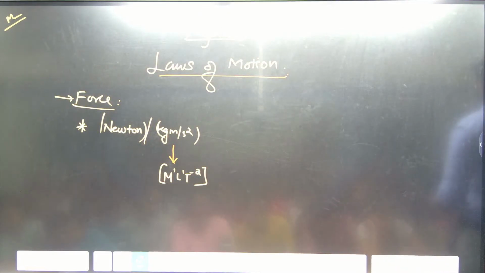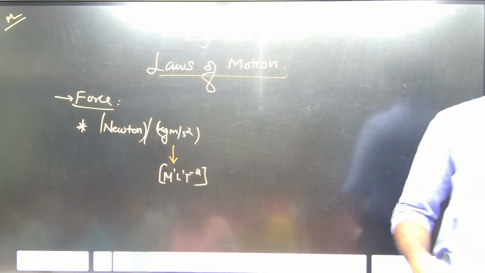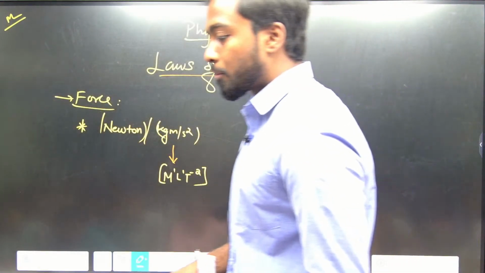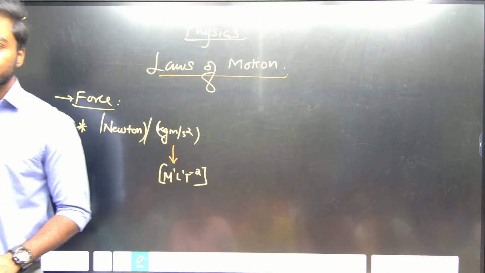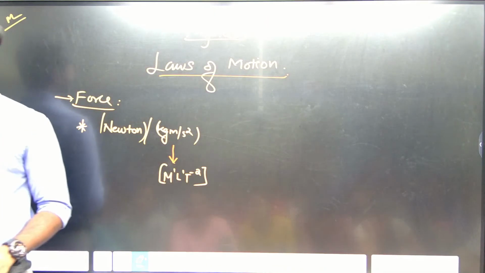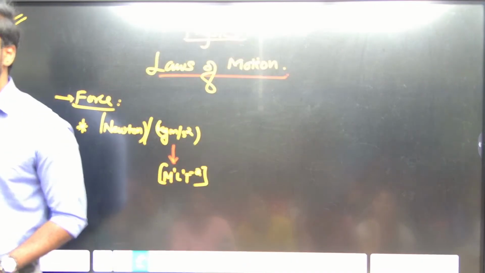So is force a vector or scalar quantity? Force is a vector quantity. Force is directly proportional to the mass and the acceleration, no? What about acceleration? Velocity by time, no? What about velocity? Displacement by time. What about displacement? Is it a vector or scalar? It's a vector quantity.